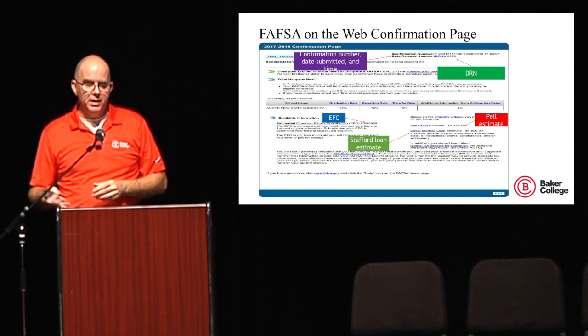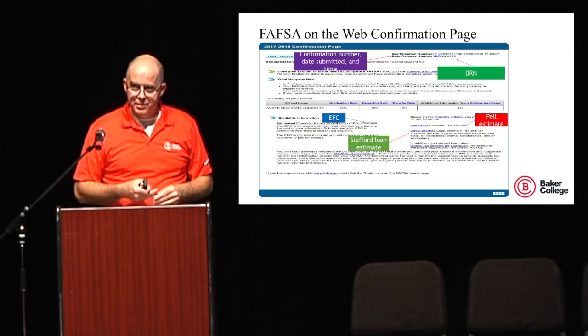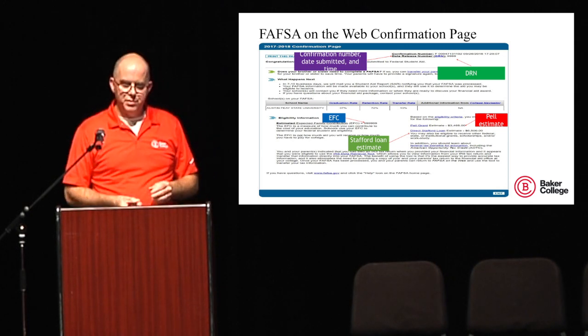The other option would be signing in online to the fafsa.gov website and then adding school B's school code to the student's FAFSA.